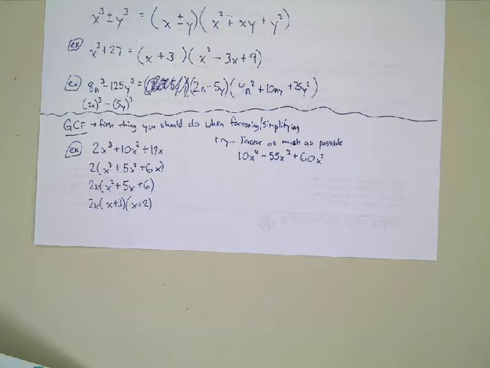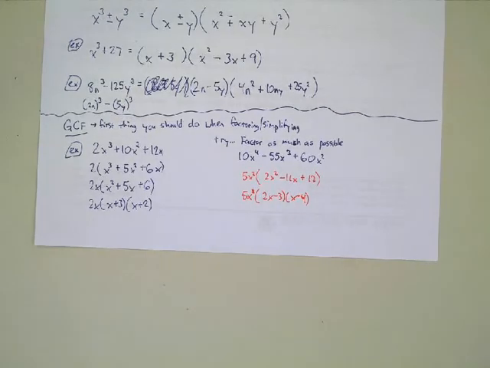Okay, so here's what we should have gotten, yeah? 5x squared, 2x minus 3, x minus 4. I did it. Okay. It took me a while.